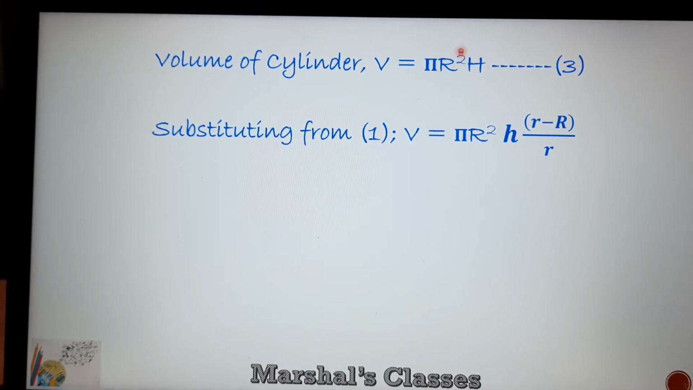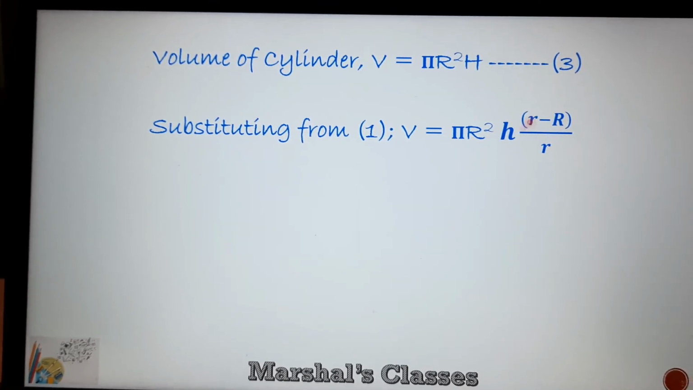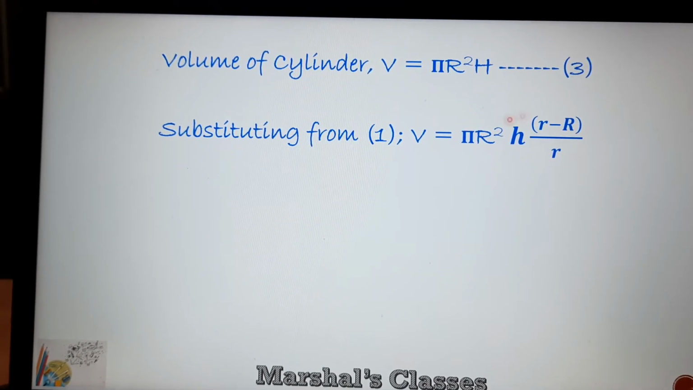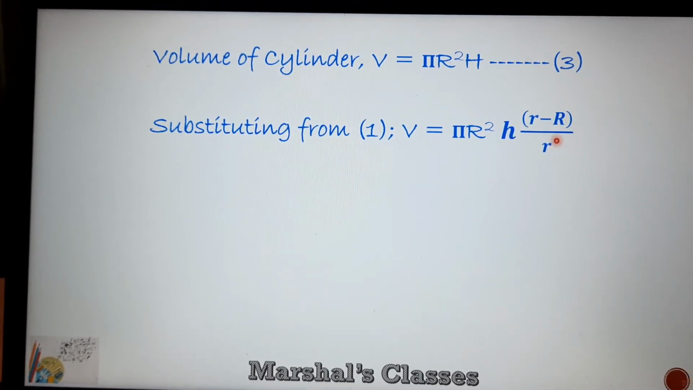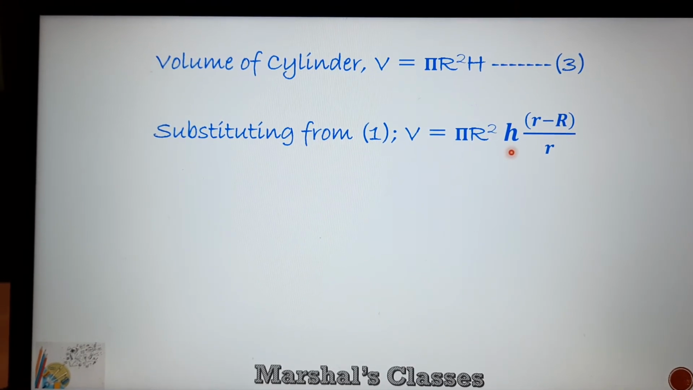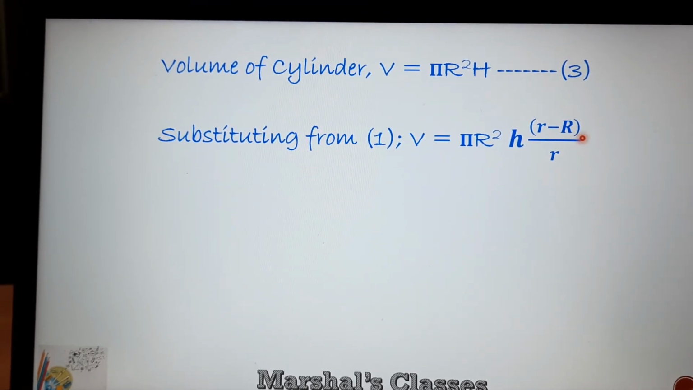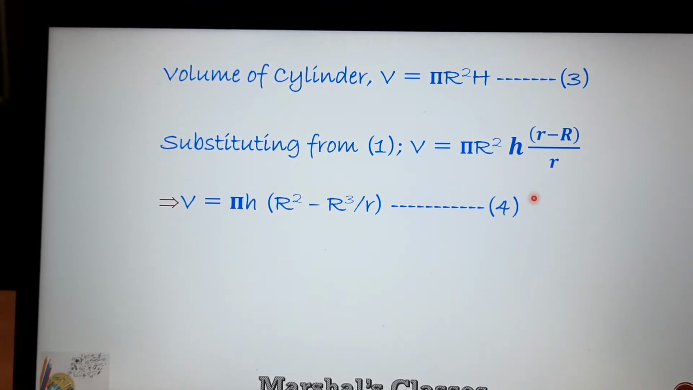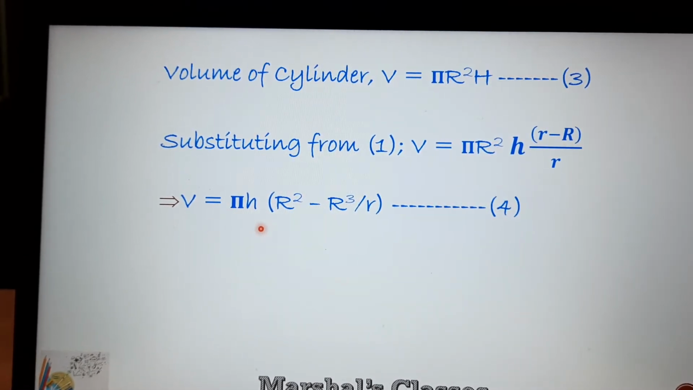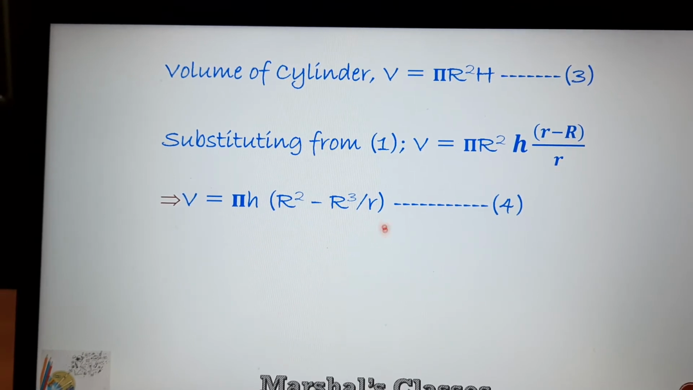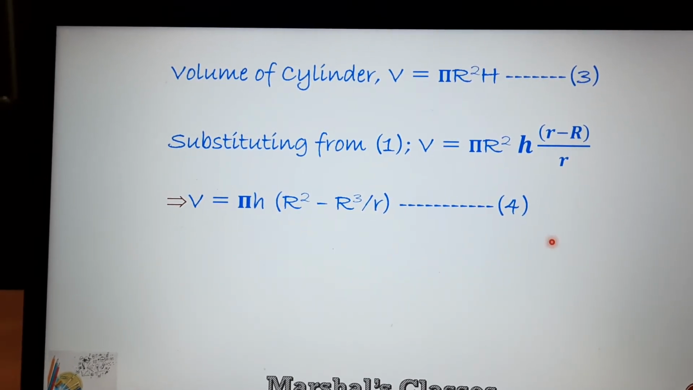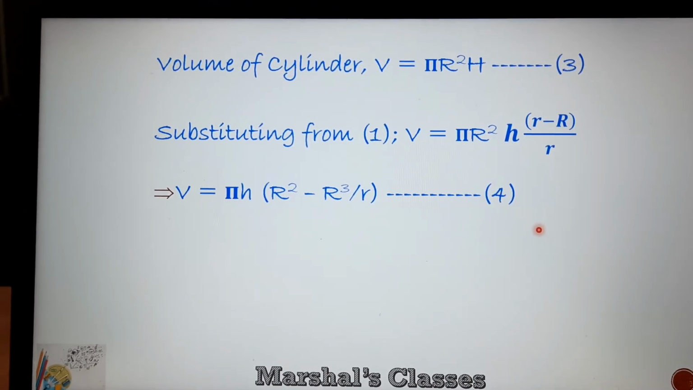So here there are two variables, R and H, right? So we will put everything in terms of capital R so that there is only one variable and it becomes easy for us to differentiate it. So it's pi R square h into (r minus R) by r. So the capital V is now equal to pi h into (r R square minus R cube) by r. We call it equation 4.